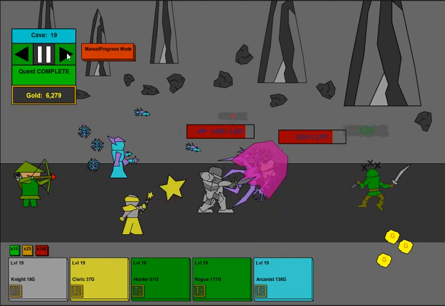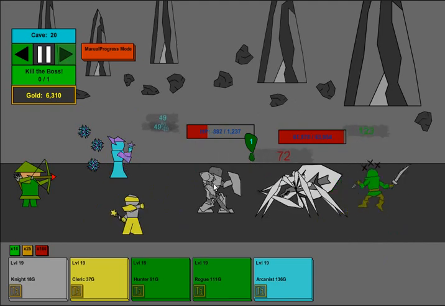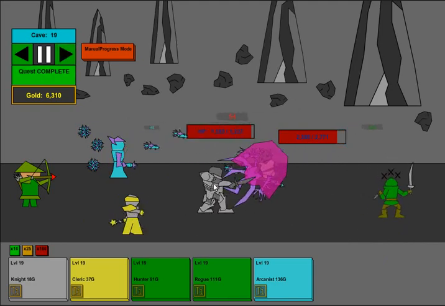Pay attention, block attacks, weaken the bosses, and don't forget to level up, because if you do, you die. And that's Tank and Spank.